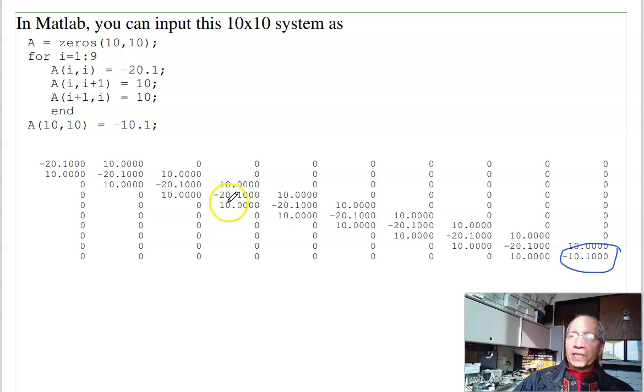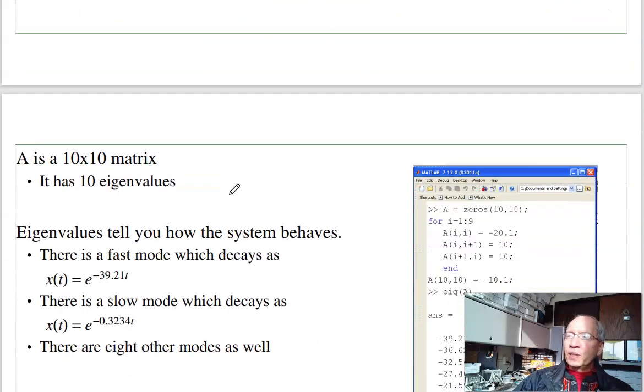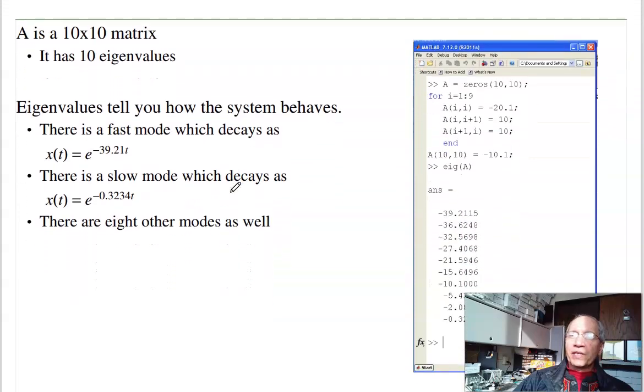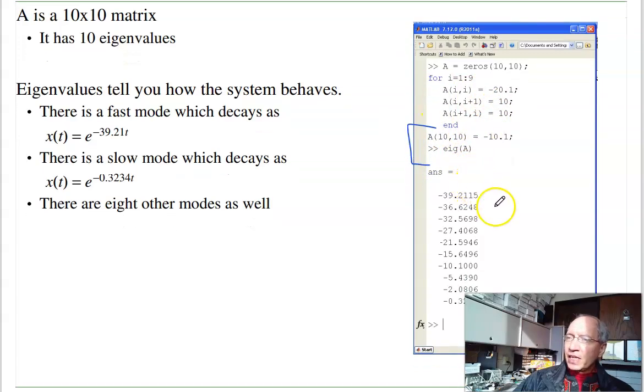I'll just have to input that manually. So there's my 10 by 10 matrix. In Matlab, if I have 10 eigenvalues, I have 10 eigenvectors. Our 10 by 10 matrix has 10 eigenvalues. If I find the eigenvalues of A, that's the Matlab command for eigenvalue, I get 10 answers. What this tells you is I have 10 modes. There's a fast mode, decays as e to the minus 39t, a slow mode, decays as e to the minus 0.3t. That's an eigenvalue, plus there's 8 other modes.